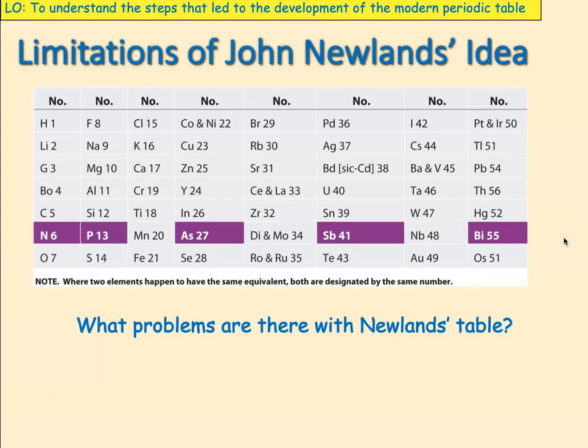Okay, so what problems are there with Newlands' table? So if you look at that, you can see various things. Okay, you can see metals and non-metals in the same group. You can see various places where they in fact put two different elements in the same group. You can see groups that have reactive metals and non-reactive metals in the same group. So what he was trying to do was basically force a periodic table with very limited data and say it was correct.